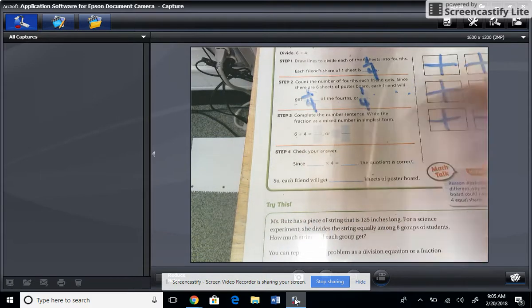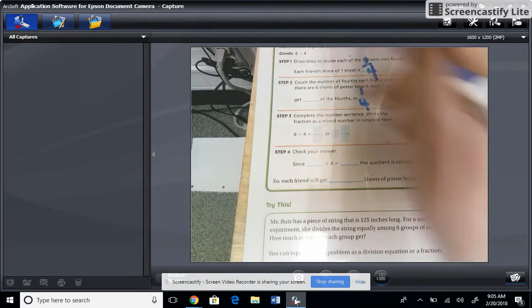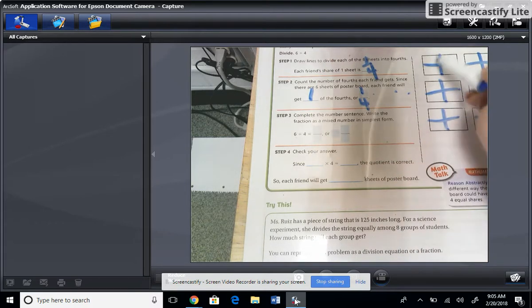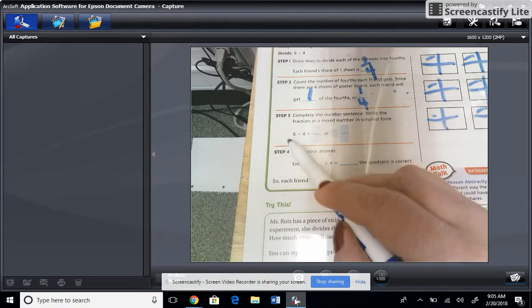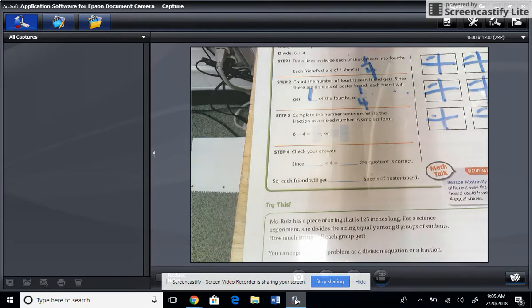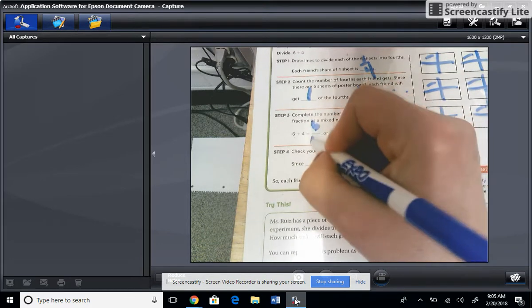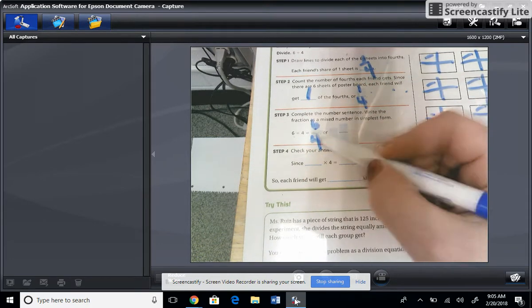Okay, so 6 divided by 4 is, well, how many am I going to get? I'm going to get 6/4, or 4 can go into 6 once. That would leave 2/4 left over. I can simplify that to 1 1/2.